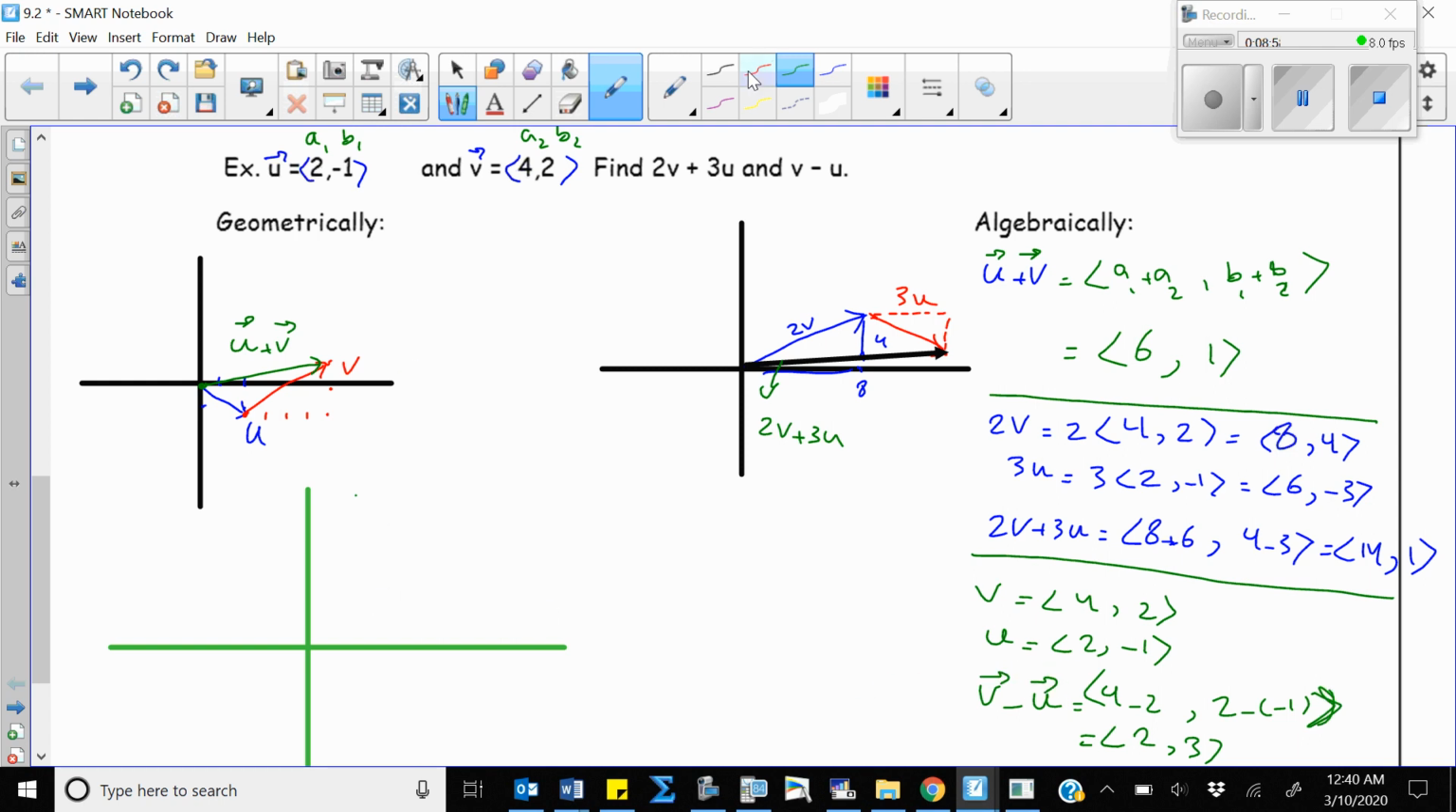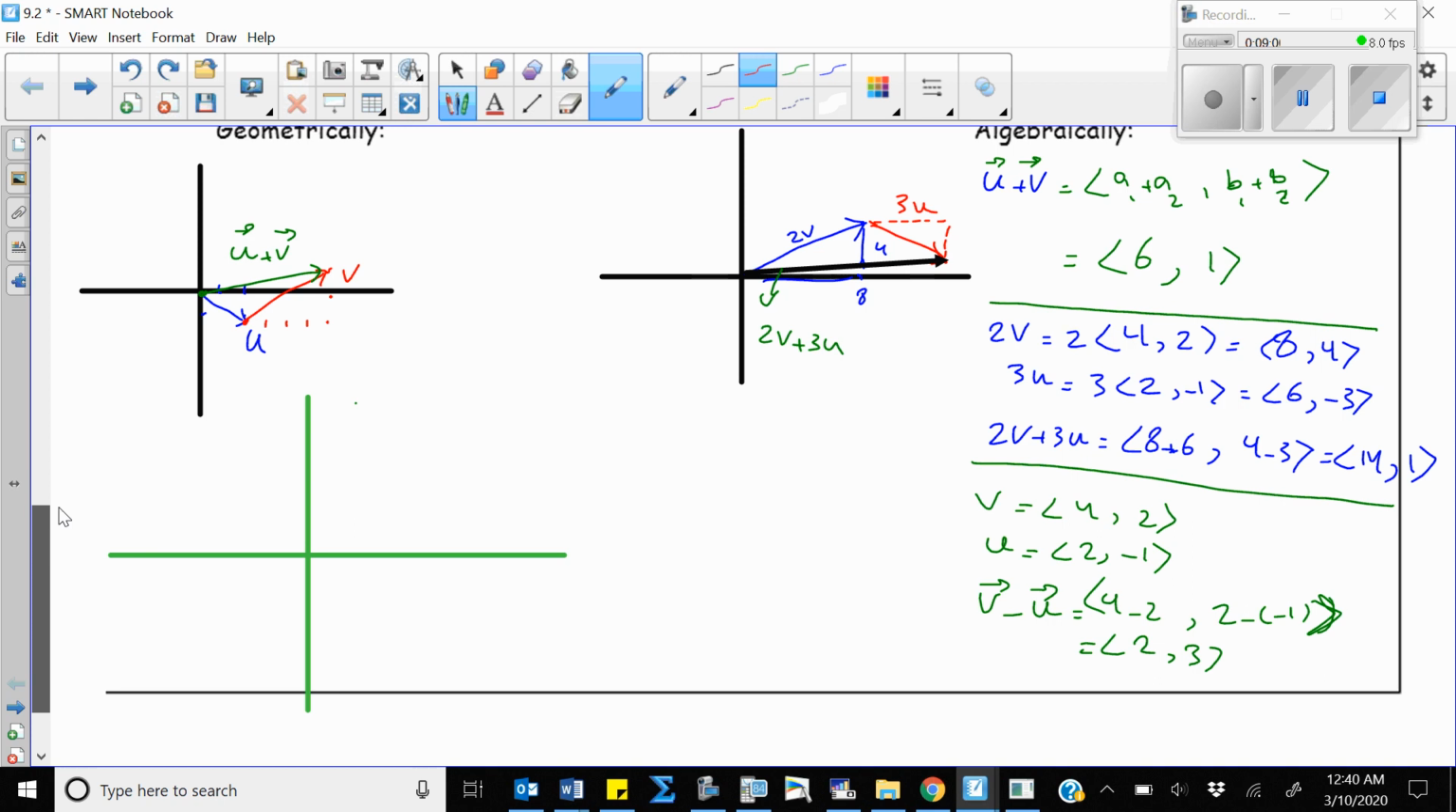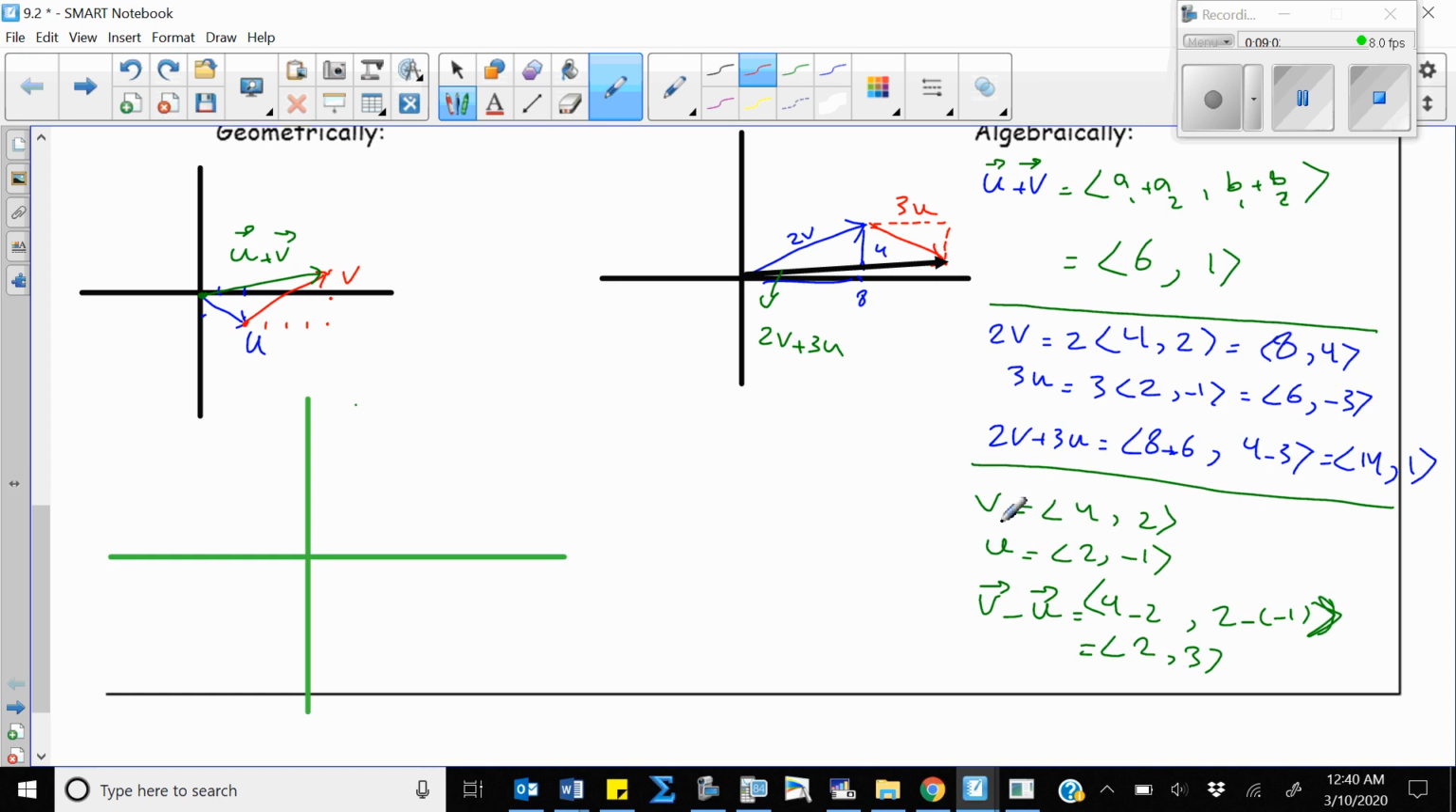Now how do I graph that? Let's start. First of all, I'm going to graph v, which is 4 and 2. So I go 4 to the right, 1, 2, 3, 4 to the right, and 2 up. This is v.